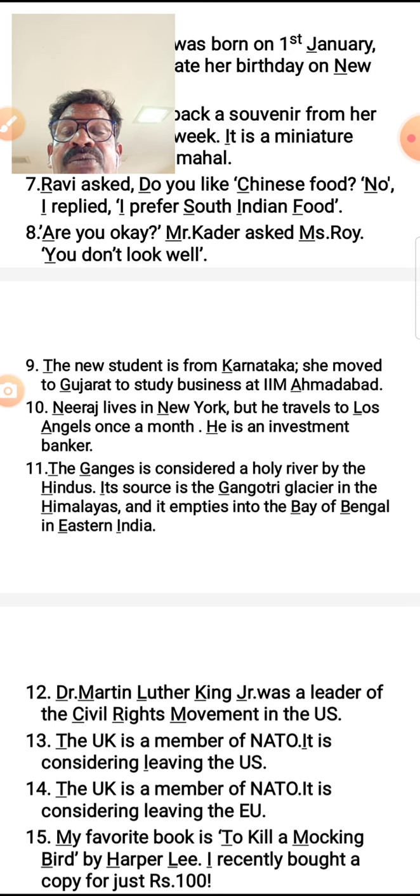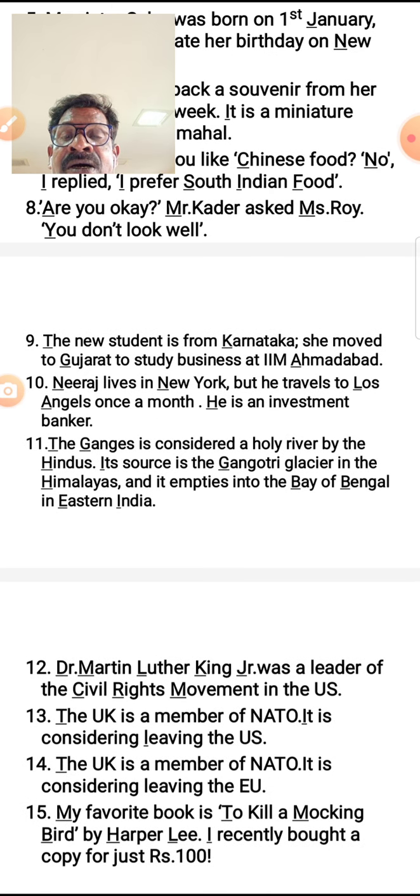River by the Hindus, H is capitalized. Gangotri, once again the place name, G is capitalized. Himalayas, H is capitalized. Bay of Bengal, once again B is capitalized. In eastern India, A is capitalized, I is capitalized. Like that, Dr. Martin Luther King Jr. was leader of the civil rights movement in the US, right?